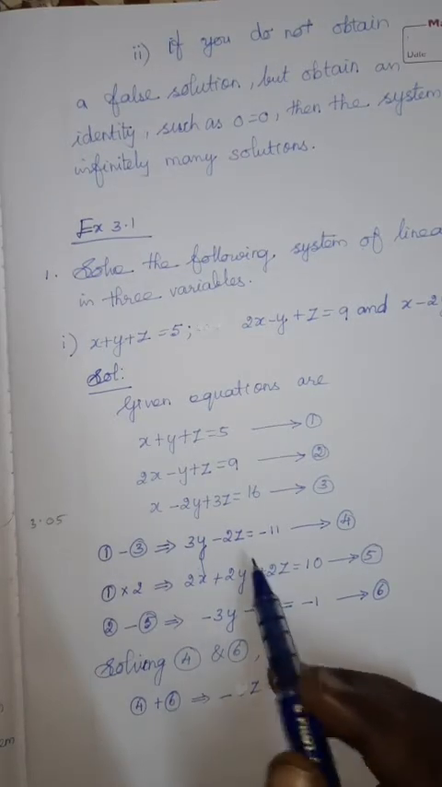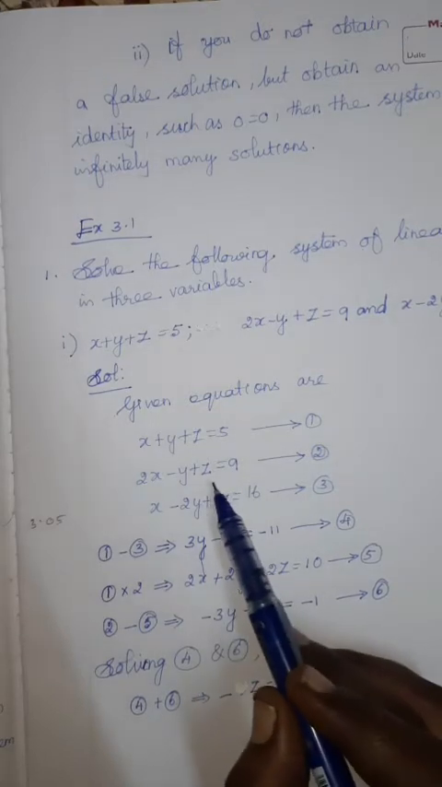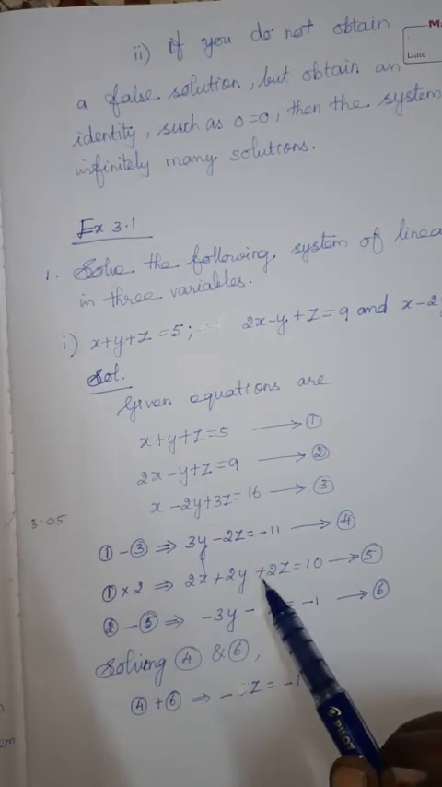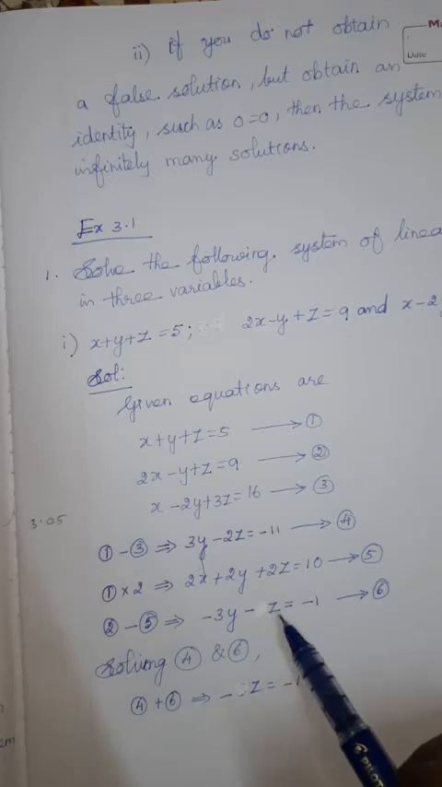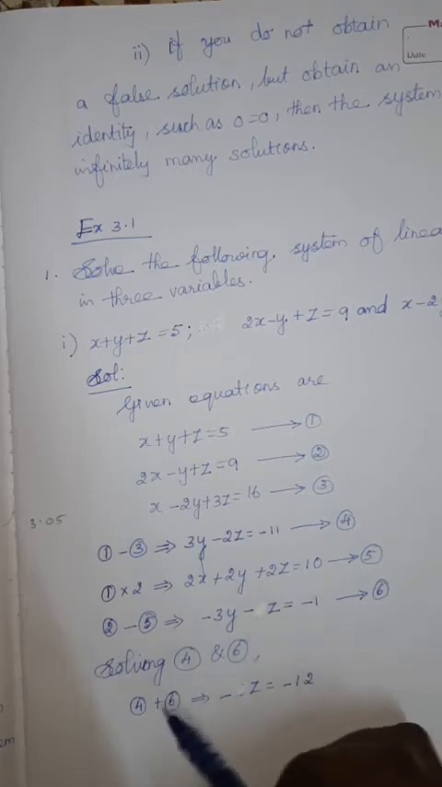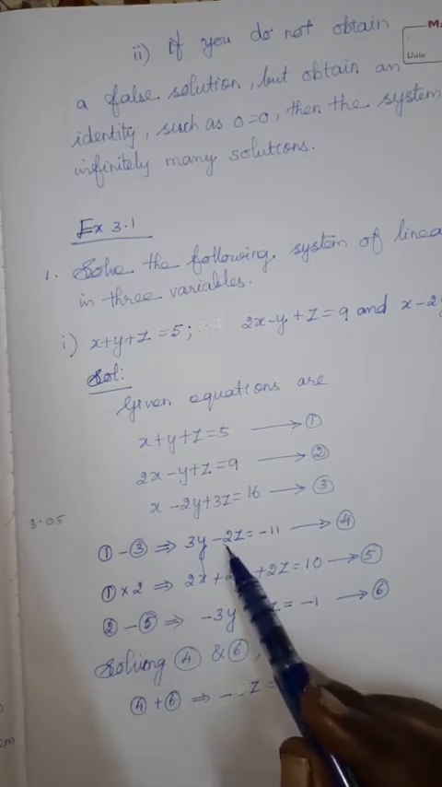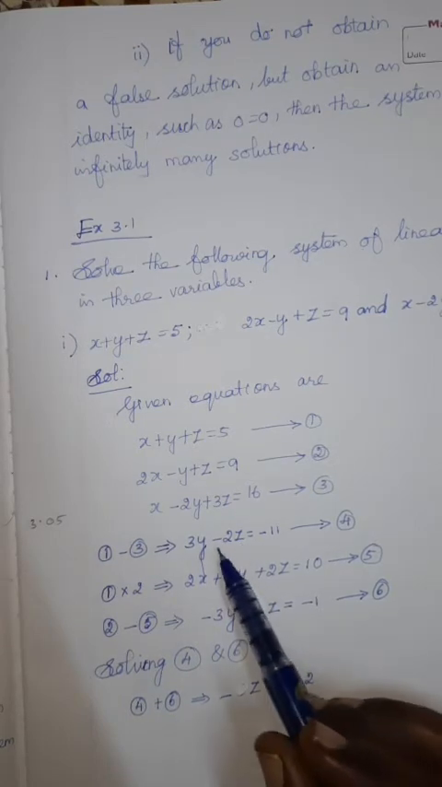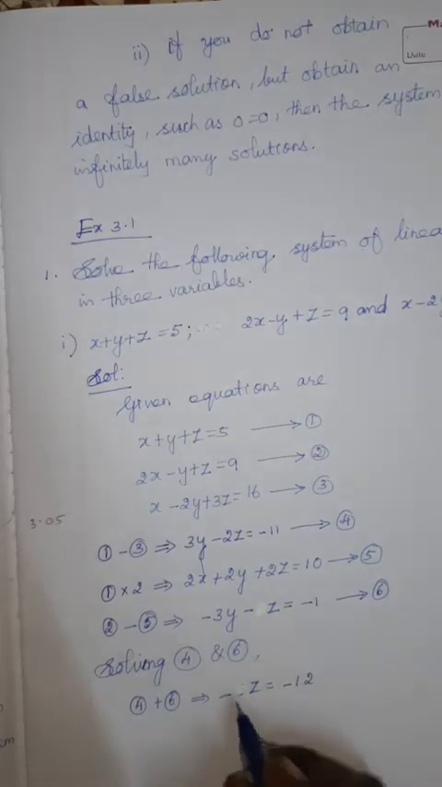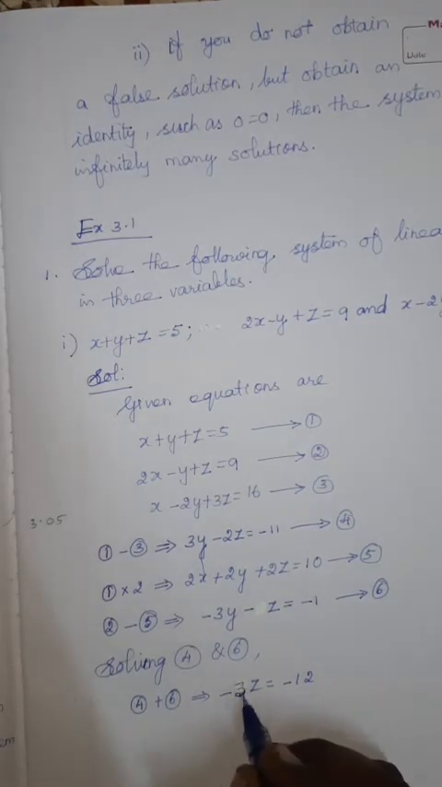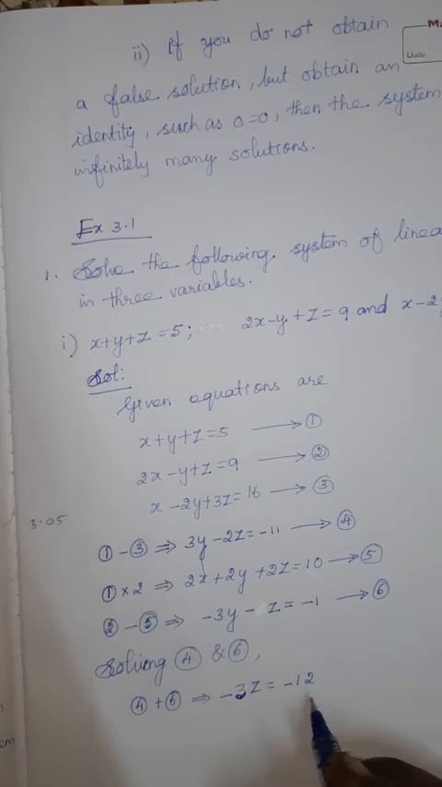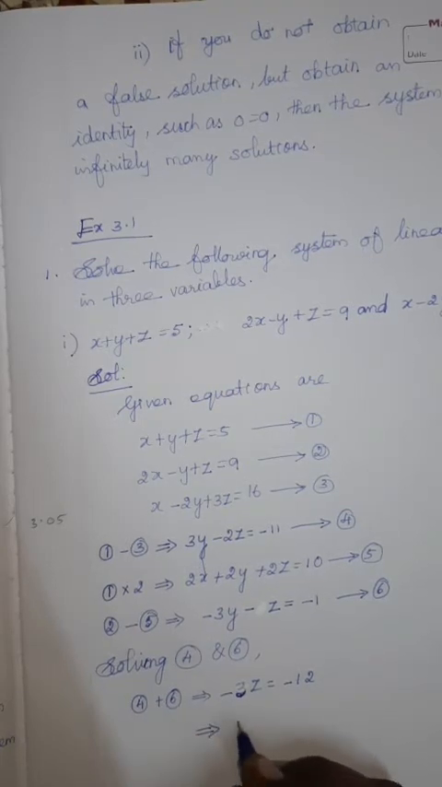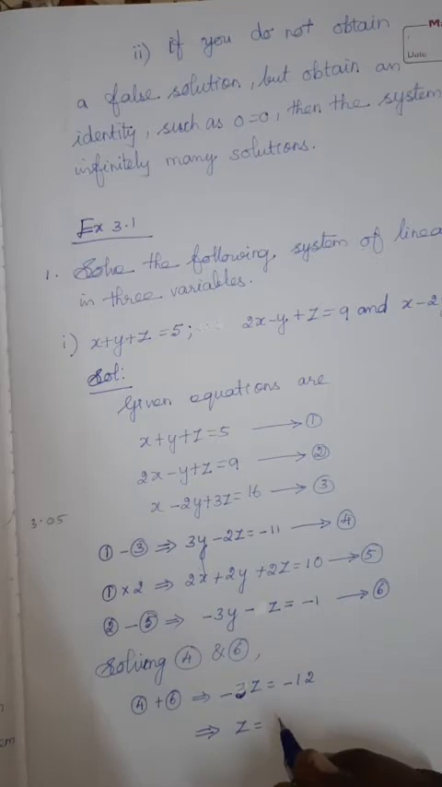Here in the sixth equation, 2 minus 5, z minus 2z, so minus z only you will get. Then equation 4 plus 6, z term: fourth equation minus 2z, sixth equation minus z. Minus 2z minus z is minus 3z. Okay, so minus 3z equal to minus 12. What is the z value? Minus minus cancel. 12 divided by 3, that is z is equal to 4. So we got the z value.